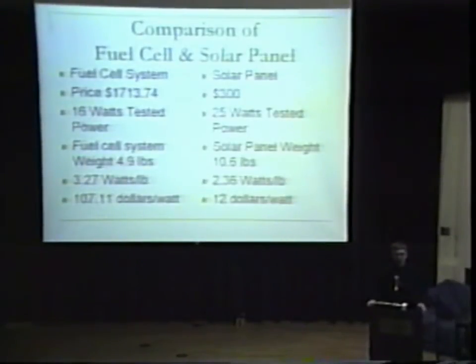The entire fuel cell system weighed close to 5 pounds, about 4.9, although the fuel cell itself was really tiny, weighing less than half a pound. And the solar panel weight was 10.6. So the watts to pound ratio is better for the fuel cell. However, the dollar to watt ratio is extremely better for a solar panel as of now because the fuel cell is much more expensive.